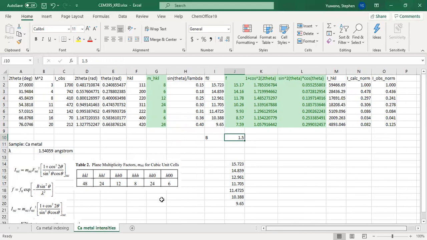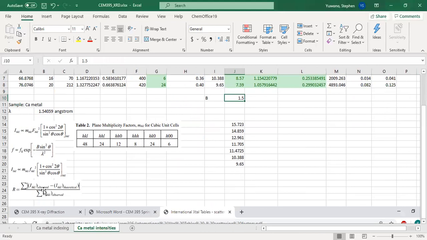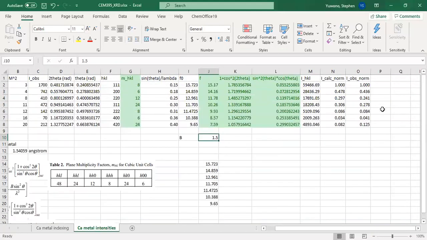So now we will take a look at this expression here to calculate R, which is the sum of the absolute values of the difference between your observed and theoretical intensities, normalized of course, divided by the sum of the observed intensities. So as you can see, this is a measure of error. If you have a perfect match, your numerator will be 0. So we want to minimize the R value to obtain the best match.